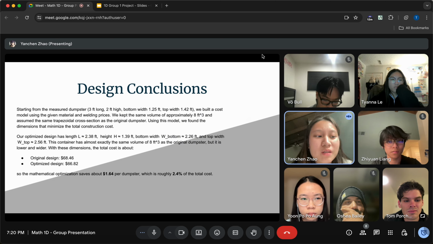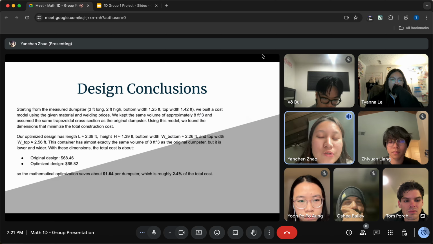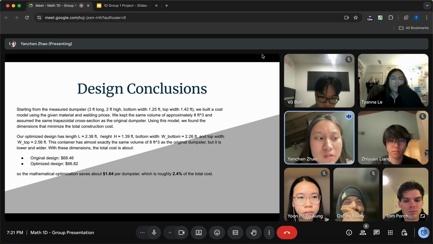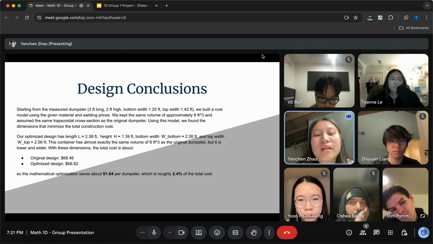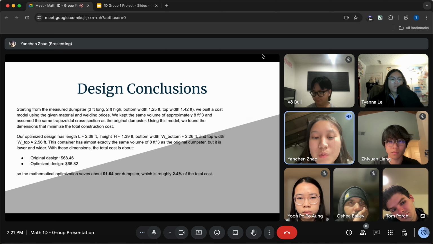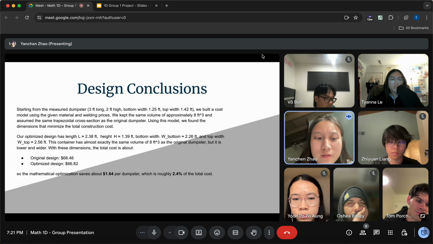In order to keep the dumpster functional, we maintain the same volume of approximately 8 cubic feet and use the same trapezoidal cross section. Then, using optimization techniques, we search for the dimensions that minimize the total construction cost. Our optimized design has a length equal to 2.38 feet. The height is going to be 1.39 feet, the bottom width is 2.26 feet, and the top width is 2.56 feet.